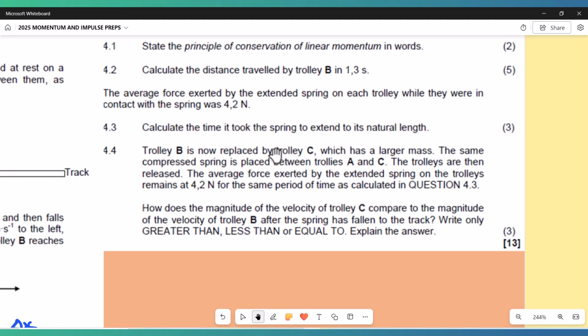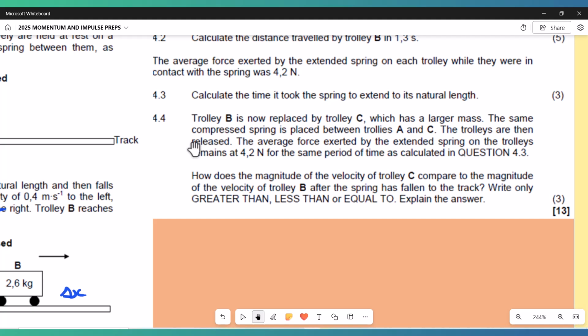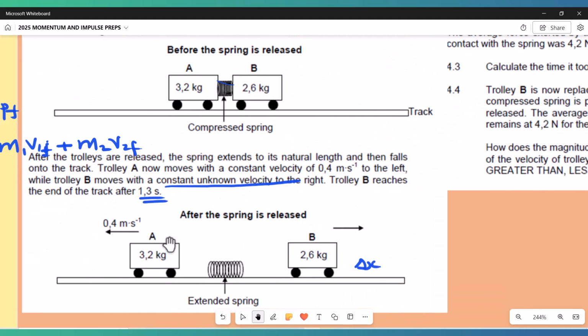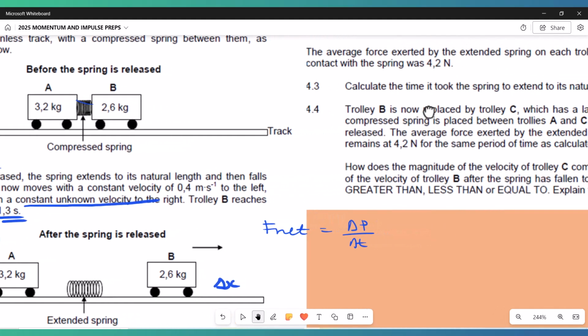No problem. Because we know the velocity now, this one here, I think we can use this 0,4. We're looking for the change in time, né? So we can use our F net equals change in momentum divided by change in time. Now the force given is 4,2. You can see it is here. That is 4,2.